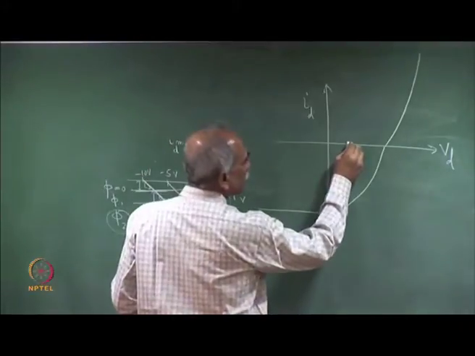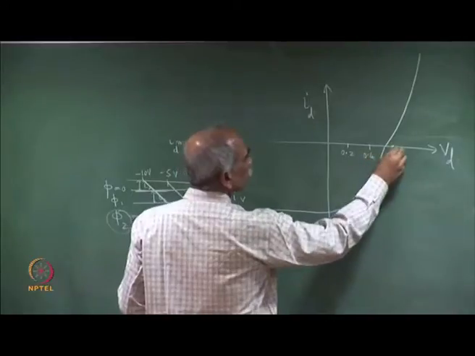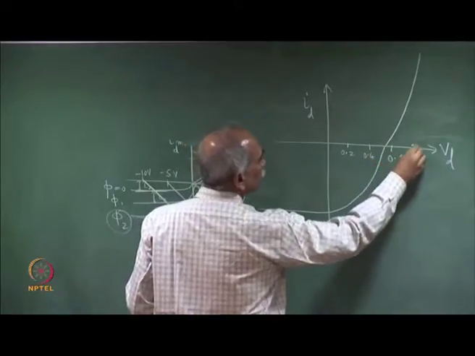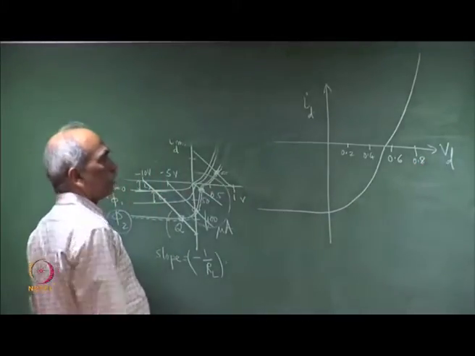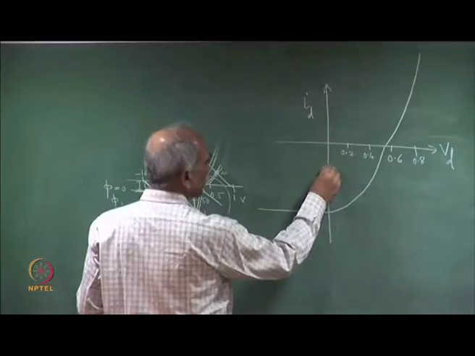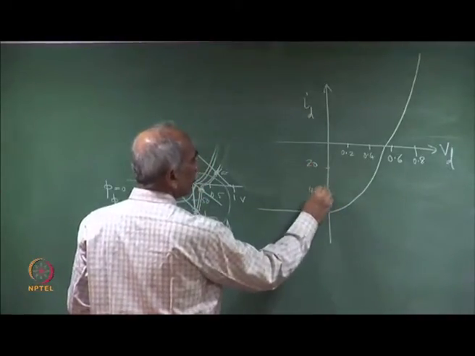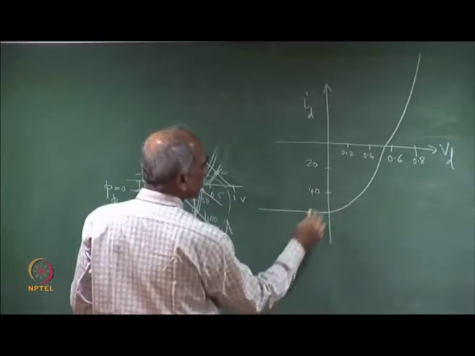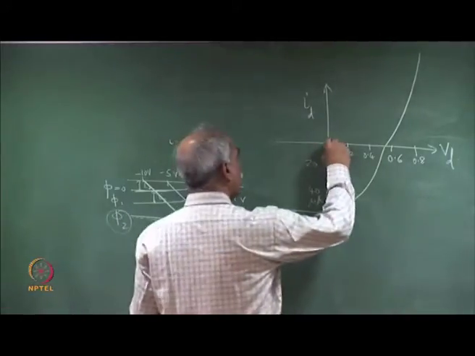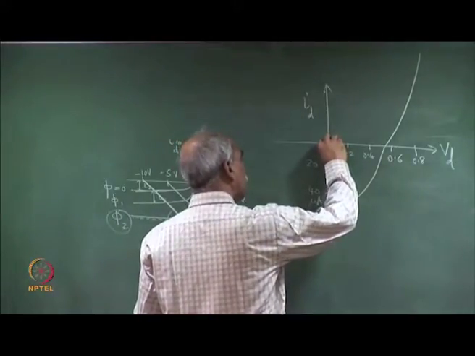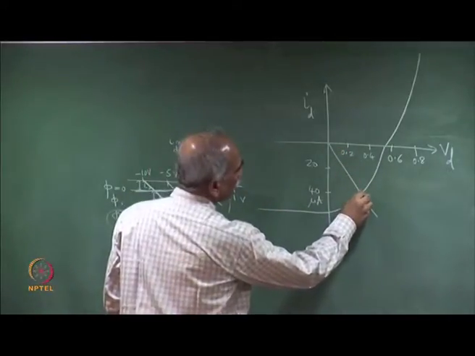The numbers are just zoomed, so see that the numbers are small. This is 0.2, 0.4, 0.6, 0.8 volts here, and this is the current. Let me write this as 20, 40, these are microamperes. And here is the load line. There is a load which I had drawn, and this is the operating point.